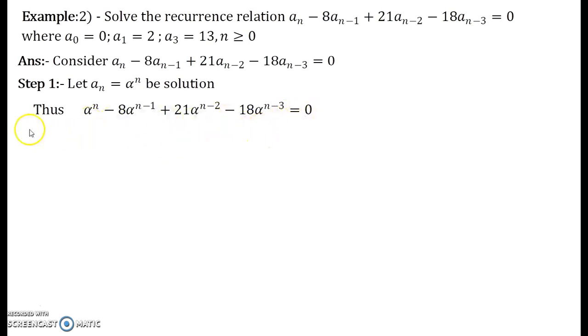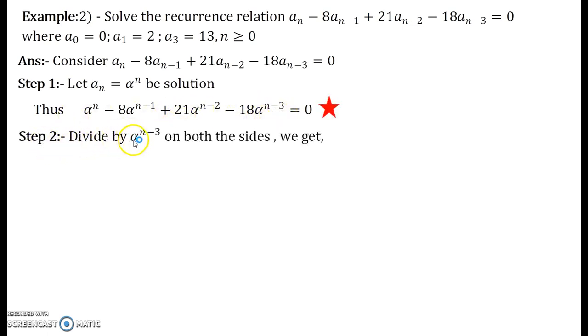Now if you observe, the smallest power in this expression is alpha^(n-3), so you divide by that. Step 2: divide alpha^(n-3) on both sides. You obtain the following equation: alpha cubed minus 8 alpha squared plus 21 alpha minus 18 equals 0.